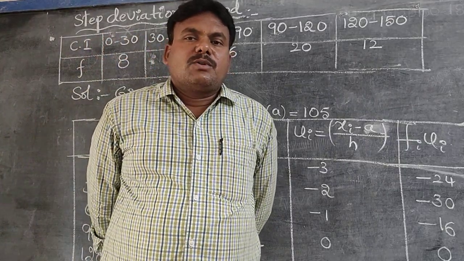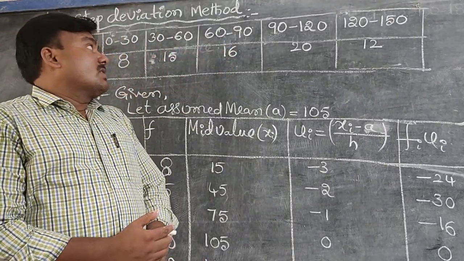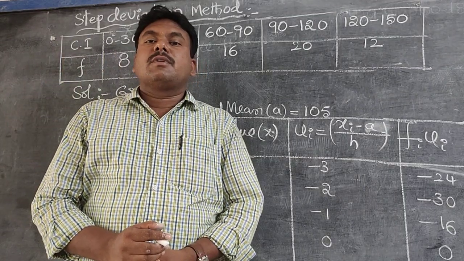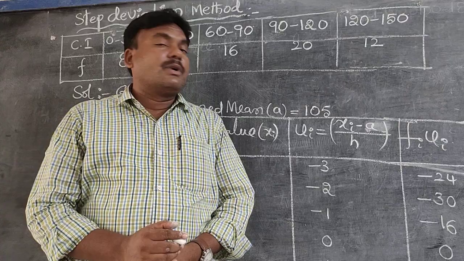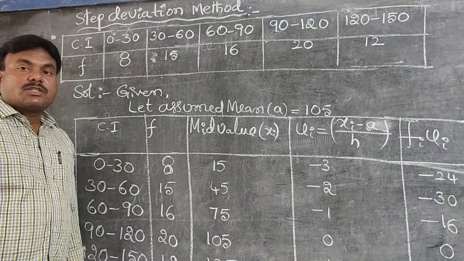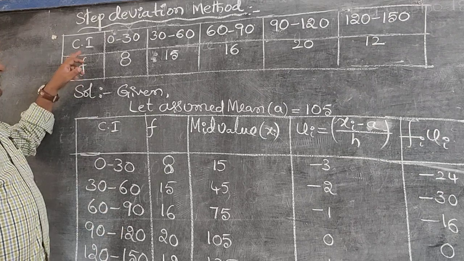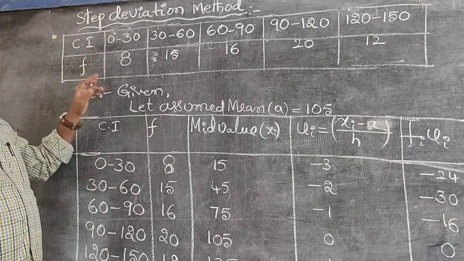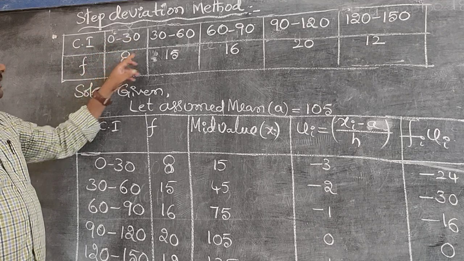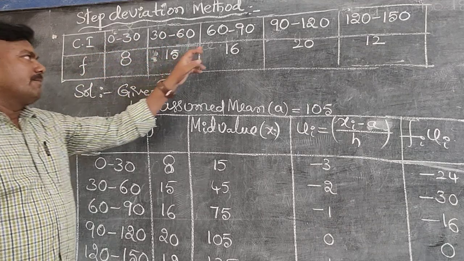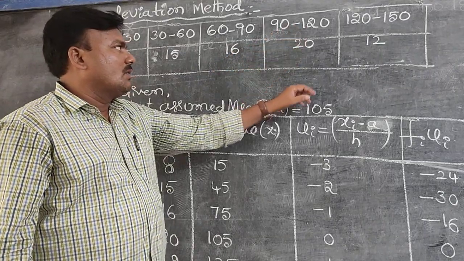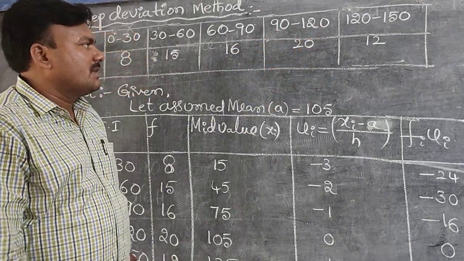Today we discuss the step deviation method. This is the third method given for the mean of grouped data. So observe the following frequency distribution. Here class intervals and frequencies are given. Class interval 0 to 30 has frequency 8, 30 to 60 is 15, 60 to 90 is 16, 90 to 120 is 20, 120 to 150 is 12.